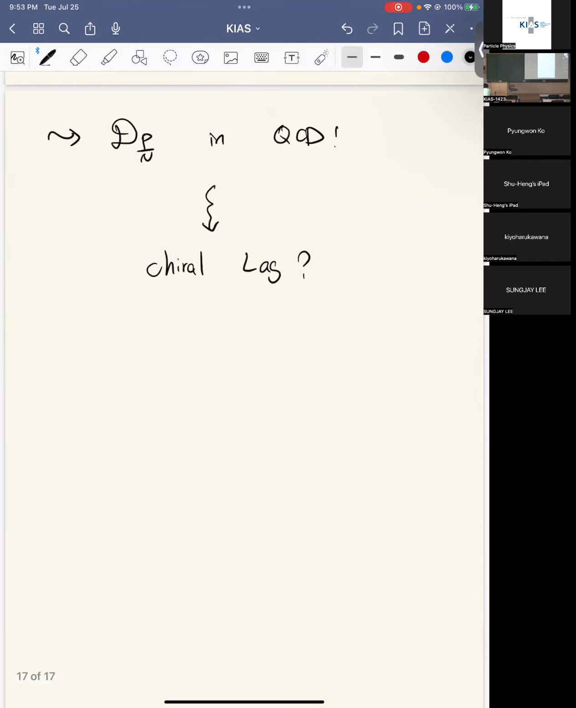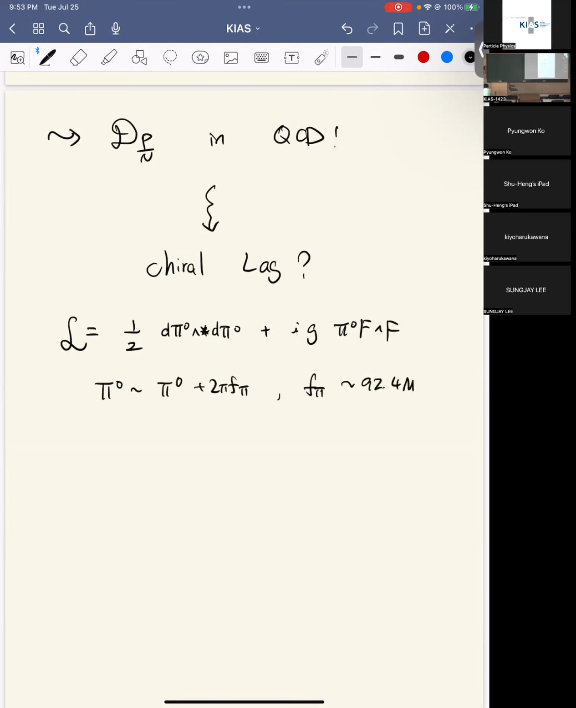The relevant terms for us in the chiral Lagrangian are the pion terms plus the pi 0 F wedge F term. Here, I leave a general coupling constant G. At this point, for all we know, it could be 0. Here, I normalize my pion field such that it's a compact scalar field with 2 pi F pi periodicity, and F pi is roughly 92.4 MeV.